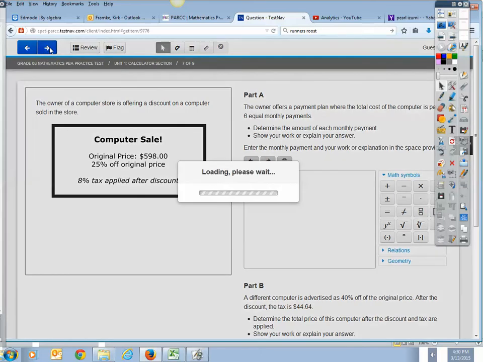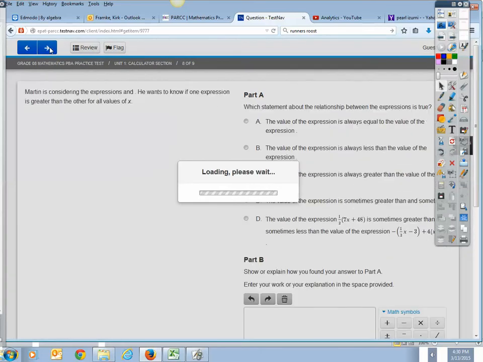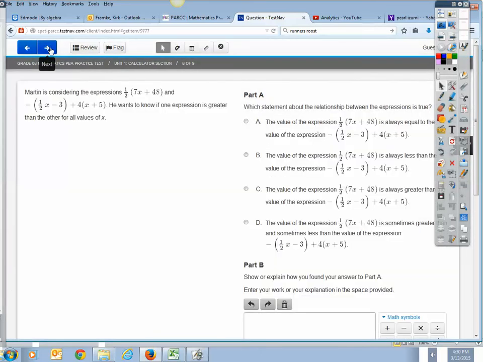So number 8. Martin is considering the expression, that's a nasty expression, 1/2 x squared plus 48, and the expression, this is even worse, the opposite of the quantity, 1/2 x minus 3, plus 4 times the quantity, x plus 5. And he wants to know if one expression is greater than the other for all values of x.